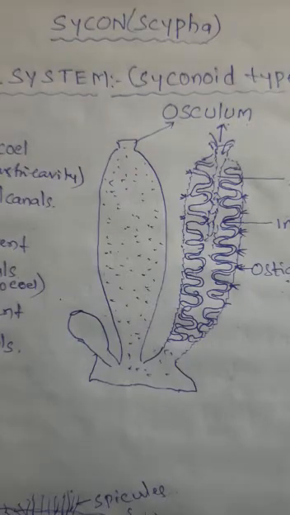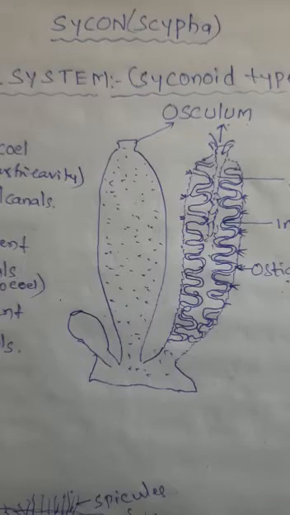Today we are going to learn one of the important topics, the Sycon canalic system. Sycon is also known as Scypha. The canalic system is called the syconoid type.